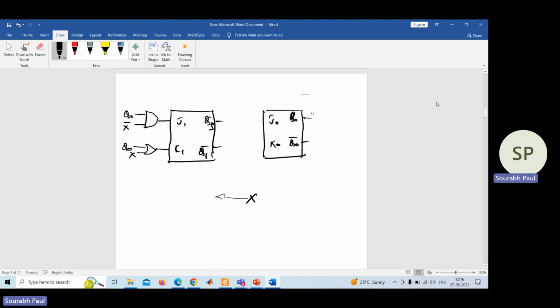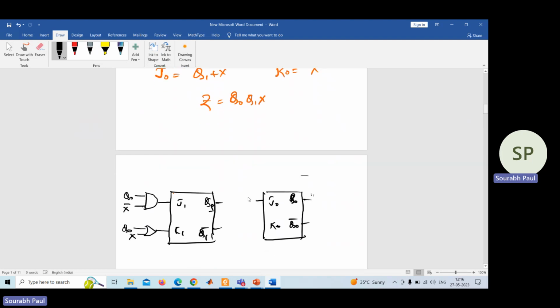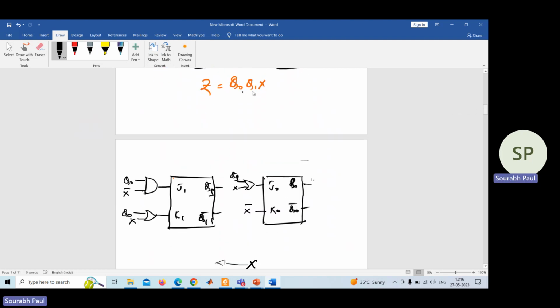Now for J0, what we got? Q1 plus X. So one OR gate you need to use. One of the input is Q1, sorry, not Q0. The input is Q1 and another input is X. And for K0, what was the value you got? X bar. So write down K0 is your X bar. Okay, fine. Then what you need to do? Z. Z is Q0, Q1 and X.